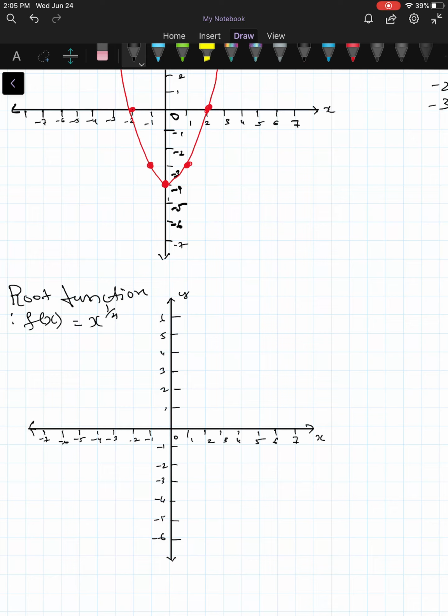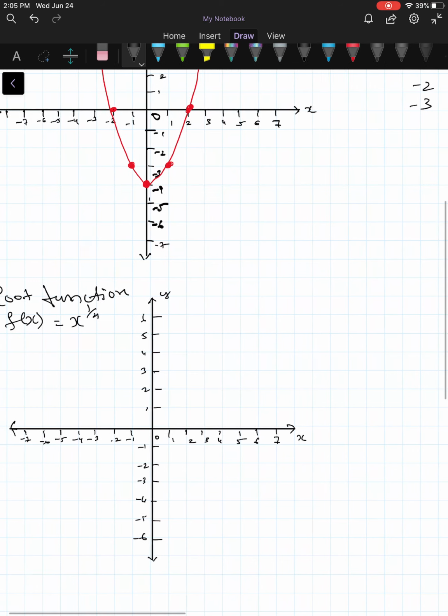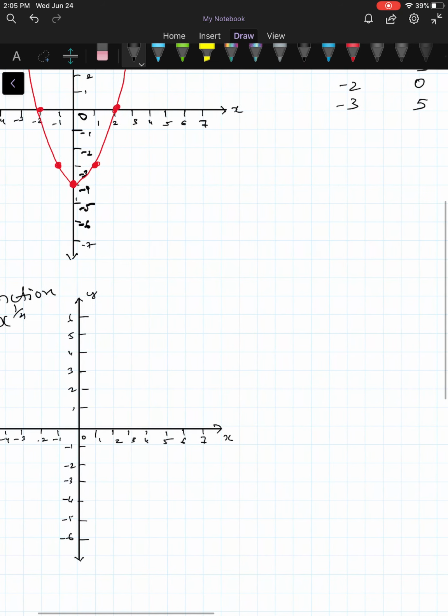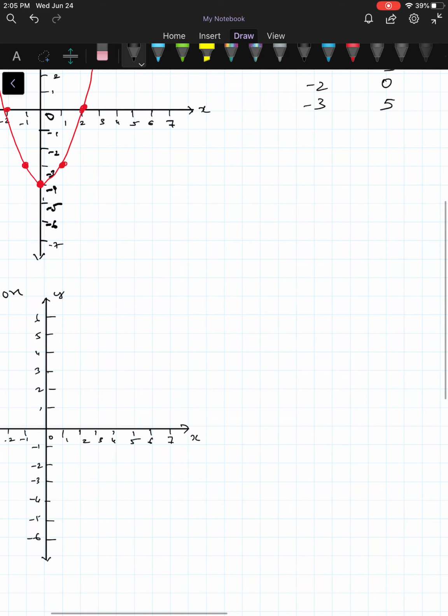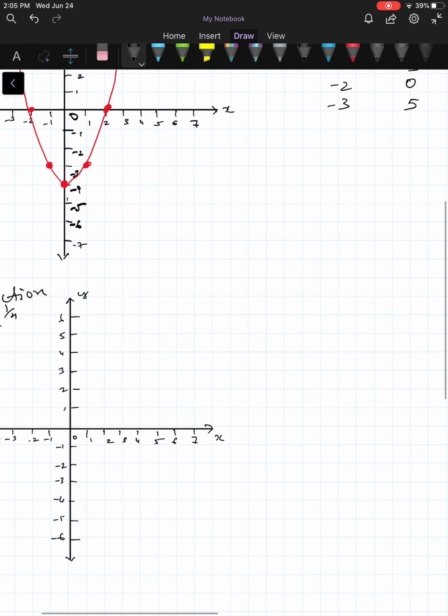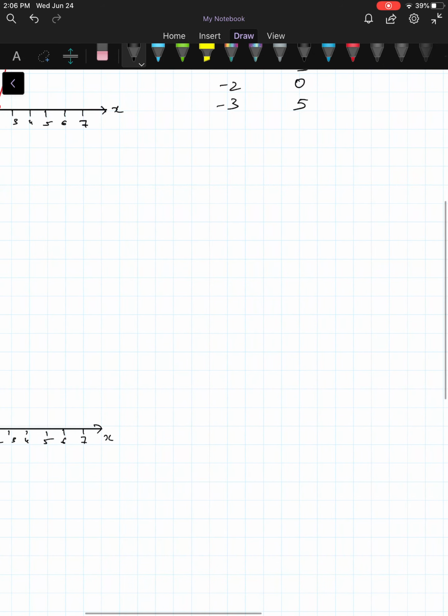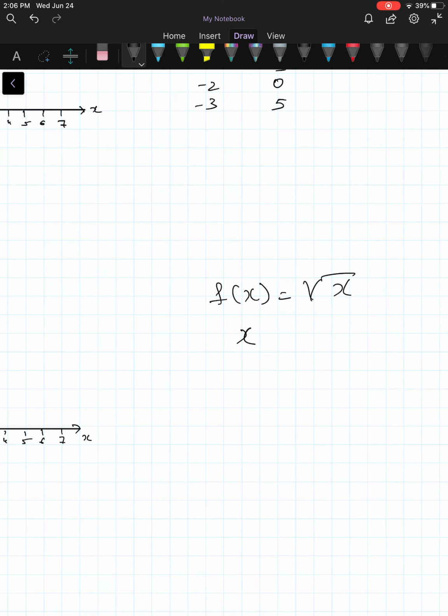So we shall try sketching the graph of a root function. A very simple function, that is f of x is equal to square root of x. So I will consider arbitrary x values again as I did in the previous case and calculate the corresponding functional values. That would give us y is equal to f of x, that is equal to square root of x.